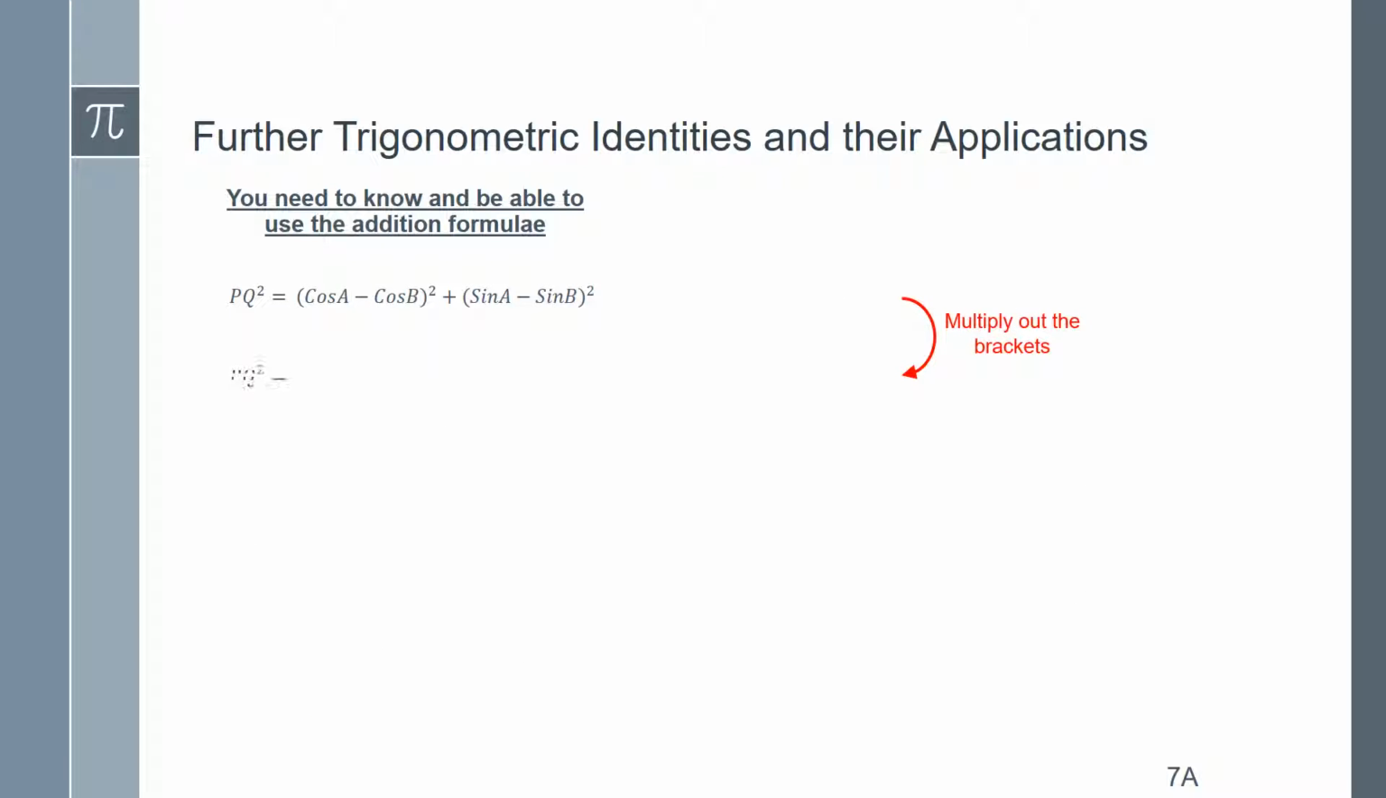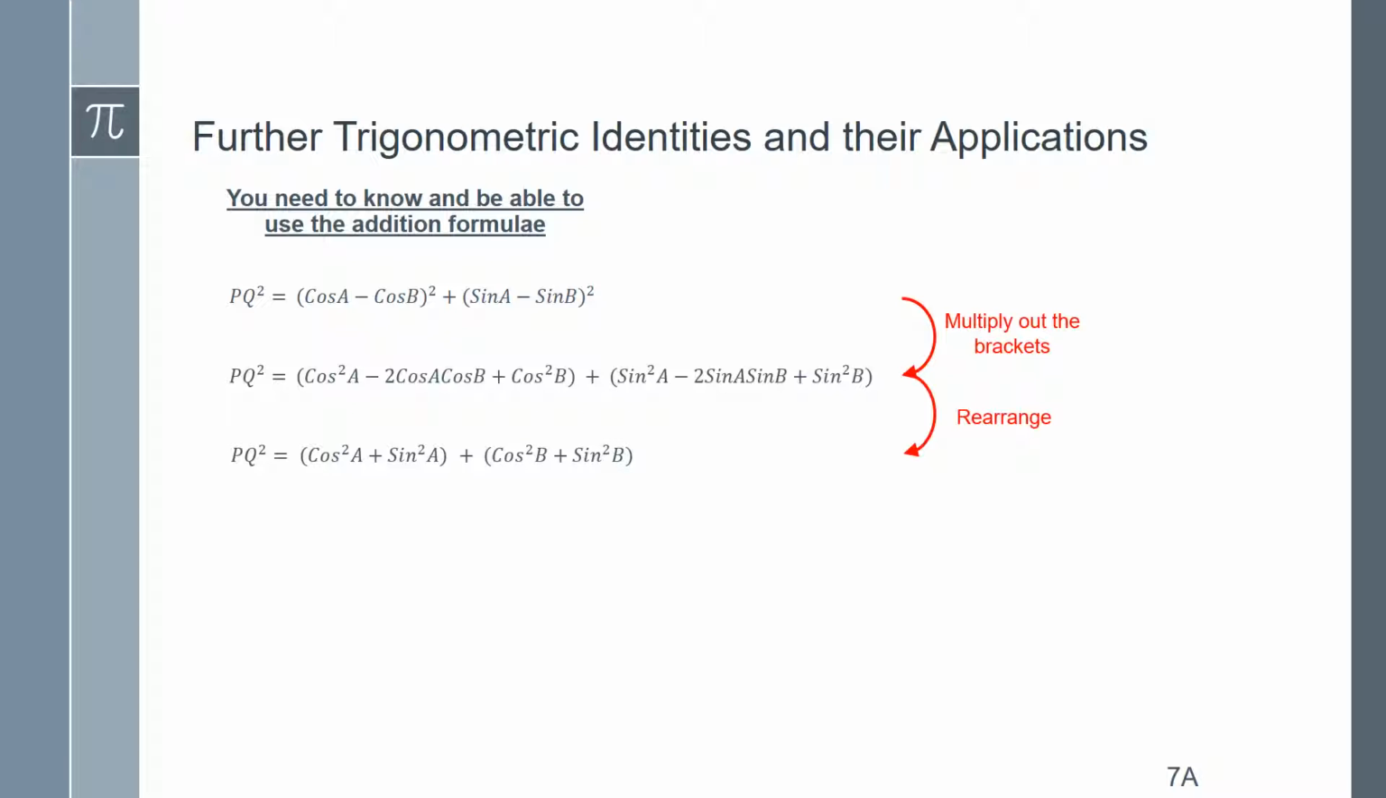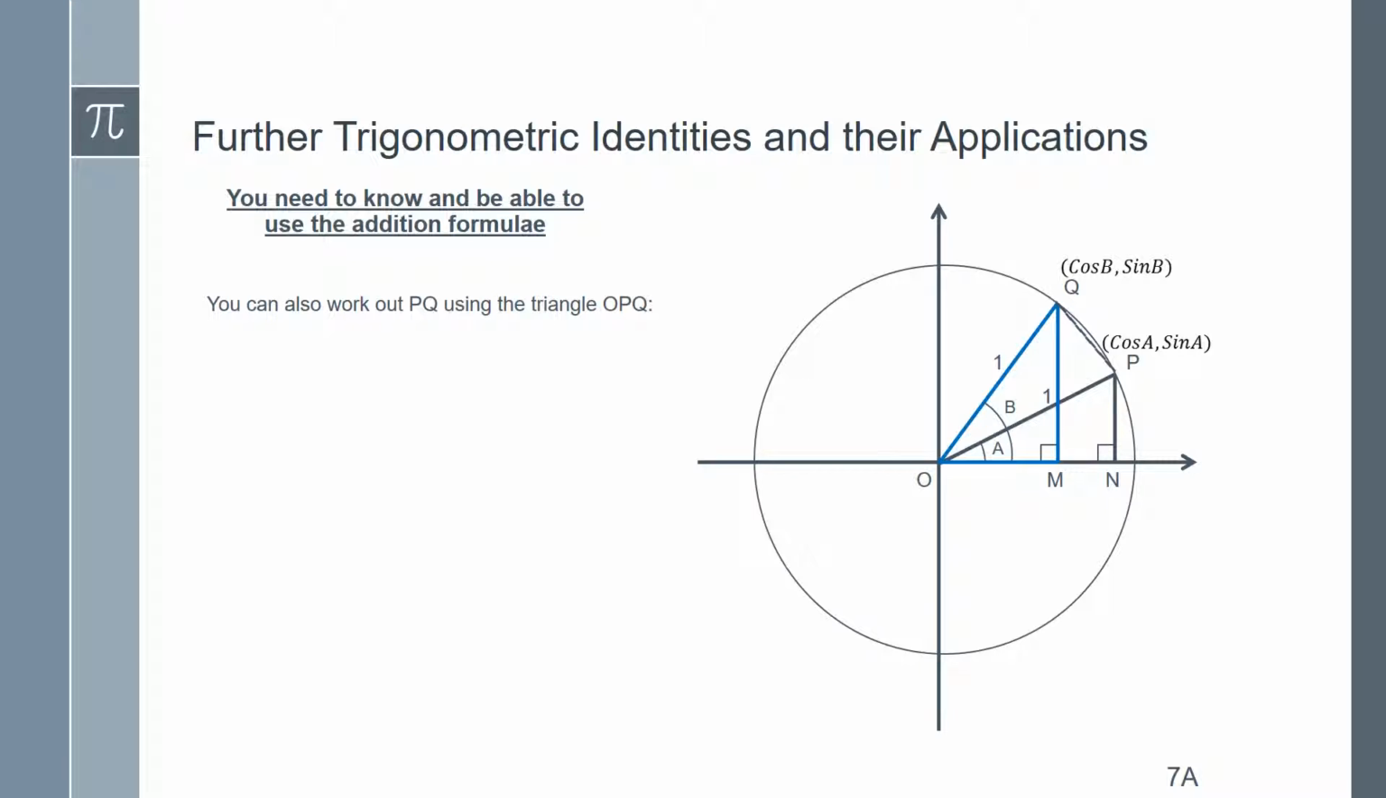Once we can say that, we can multiply the brackets out. Then we can rearrange it: cos squared A plus sin squared A, cos squared B plus sin squared B, minus 2 times (cos A cos B plus sin A sin B). Well, we know that cos squared plus sin squared is 1, so that's just the same as 2 minus 2 (cos A cos B plus sin A sin B). So that's the length PQ squared.